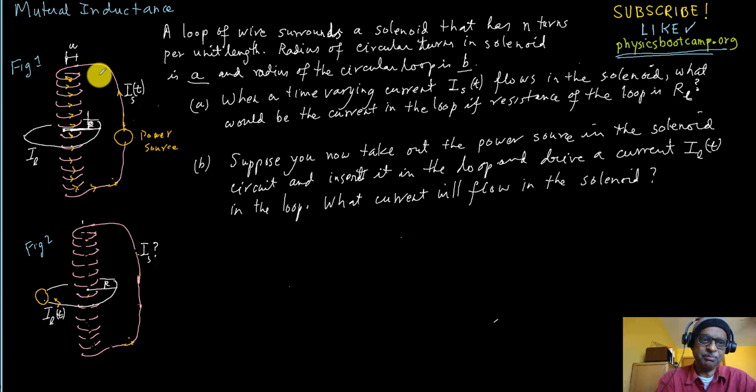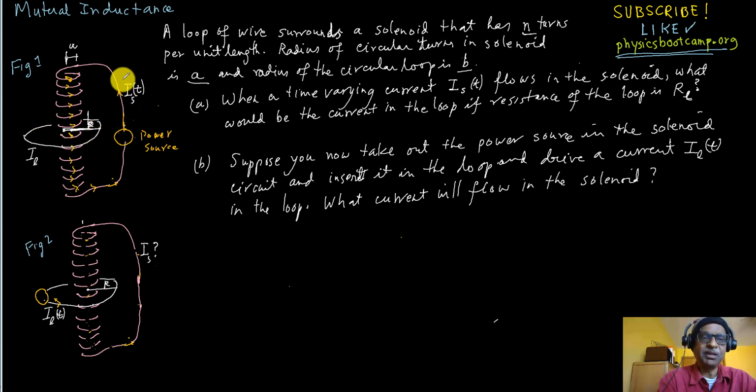Now let's see. It looks like the same diagram here, but there are two different problems, and they're related. One is, you assume that this is an infinite solenoid with n turns per unit length, connected to a power source. So there's one circuit, and then there is another circuit. It's just a loop of wire, but you can say that it's a circuit.